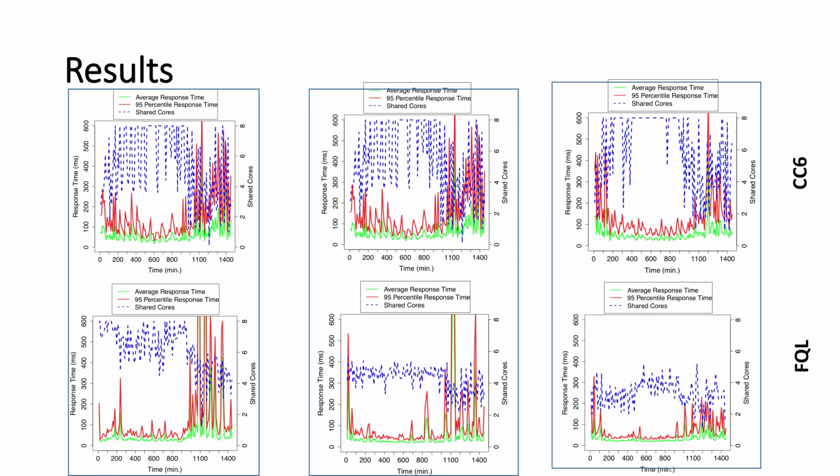Not only is the overall response time reduced, but also the fluctuations, both in number and size. These differences are even more remarkable on the third day, in the third column, where thanks to the learning, the FQL approach remarkably reduces the response time, as well as presenting a more constant behavior compared to CC6.